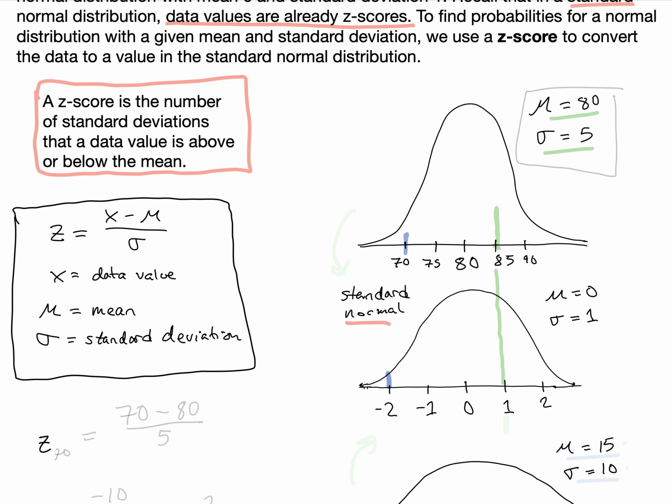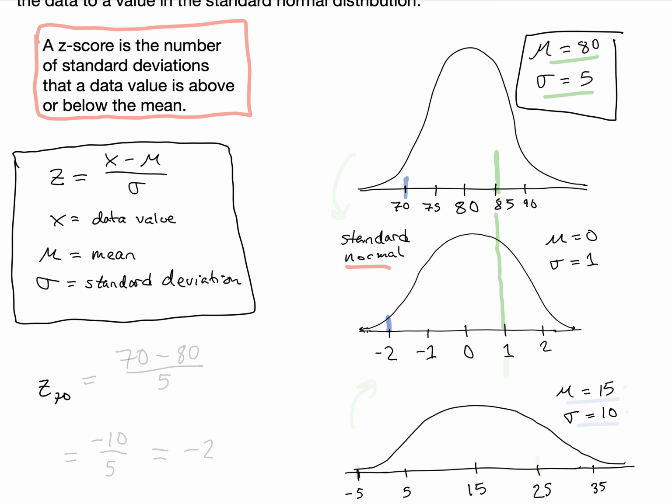If we did the z-score for 70 on this distribution with this mean and this standard deviation, that would give us 70, the data value, minus the mean, 80, divided by the standard deviation, 5. So we would have 70 minus 80 is -10 over 5, and when we divide, -10 over 5 is equal to -2. So that 70 gets converted to a -2 in the standard normal distribution.